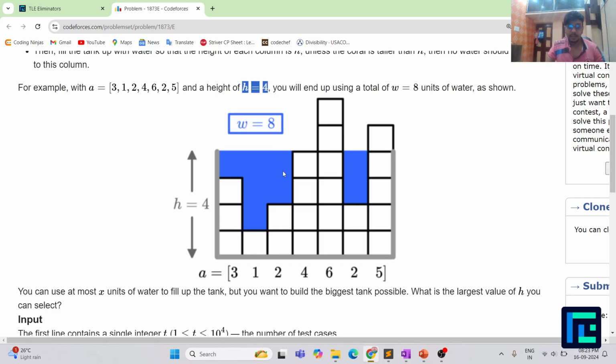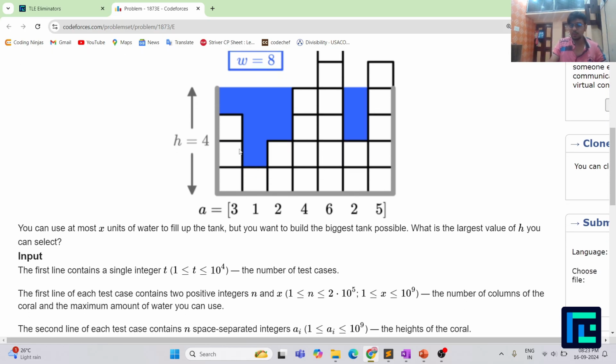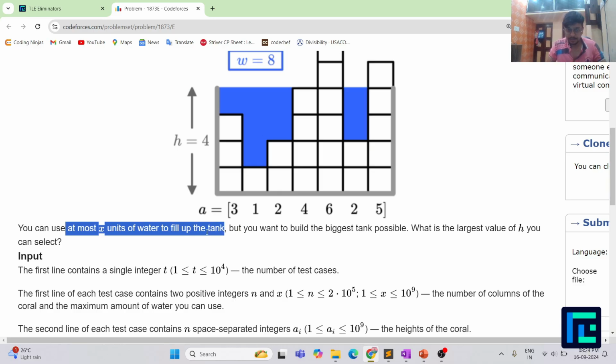Now what is the question? In the question they have told you that you want the height of the tank to be as large as possible. But you have a restriction. The restriction is that you can use at most x units of water to fill up the tank. But you want to build the biggest tank possible. So the question is: what is the largest value of h which you can select? I hope the question is clear. We will understand how we can do it with the help of this particular example as well.